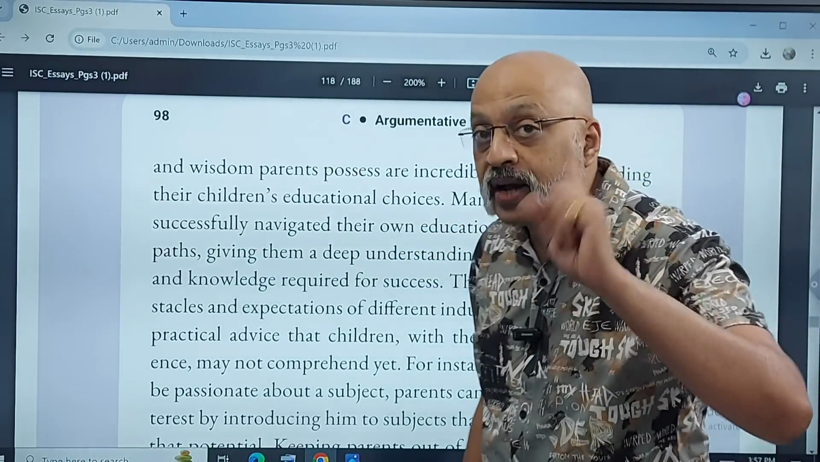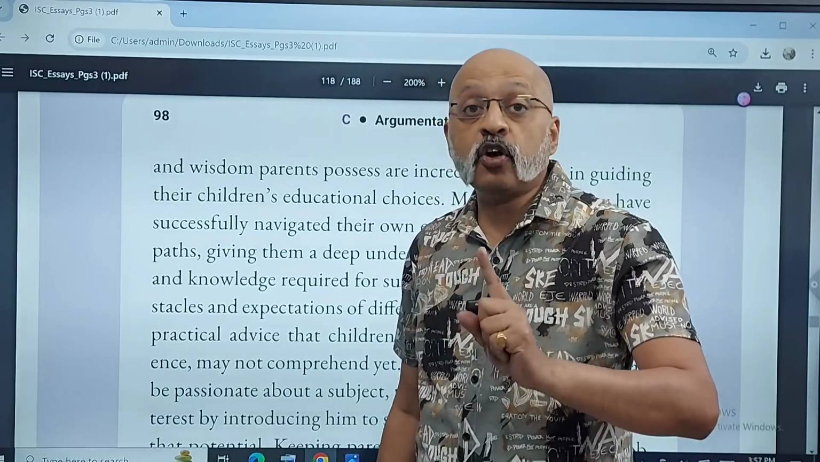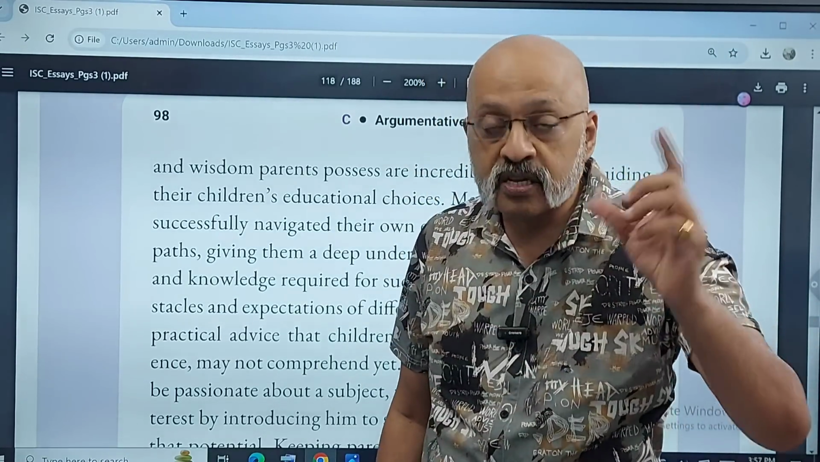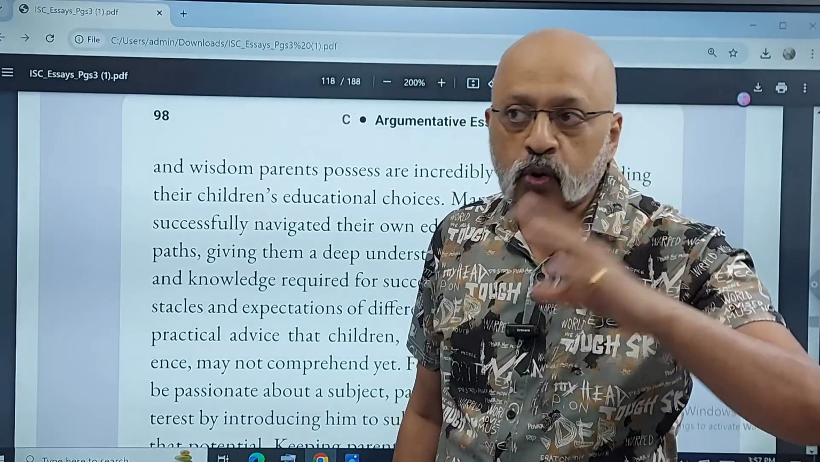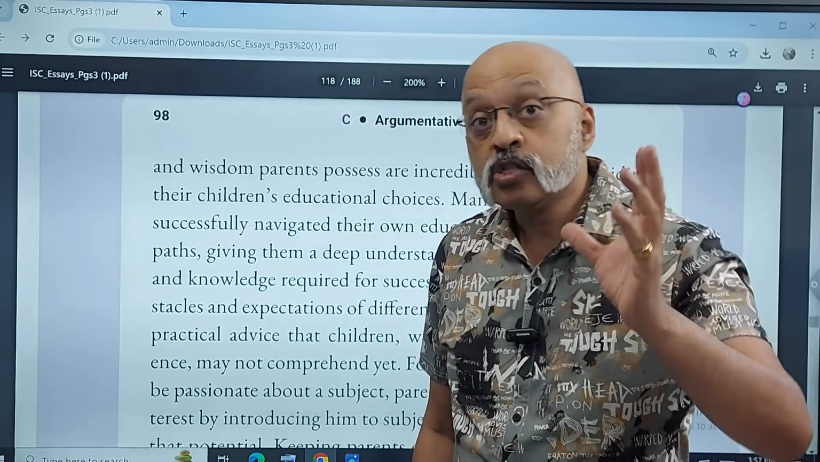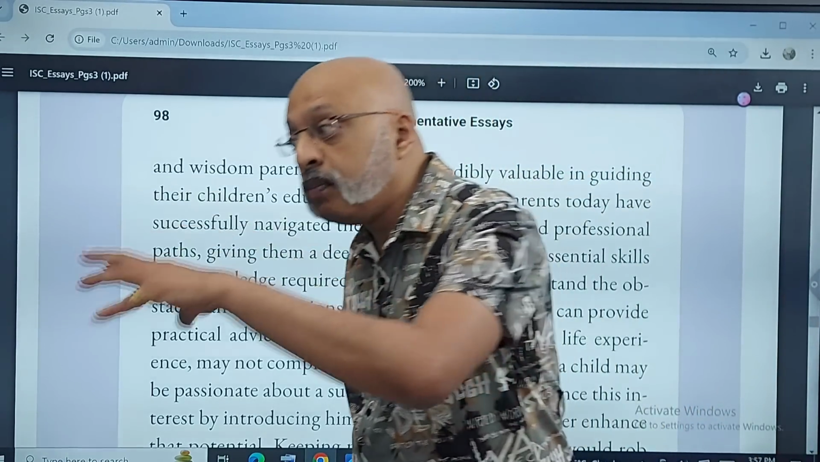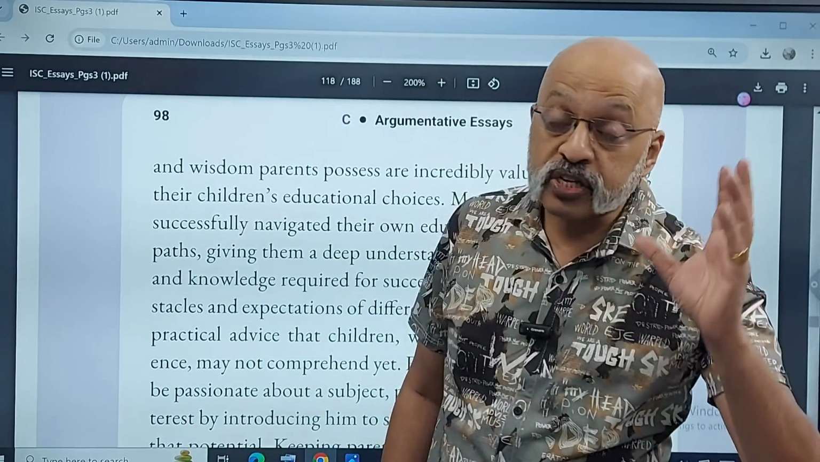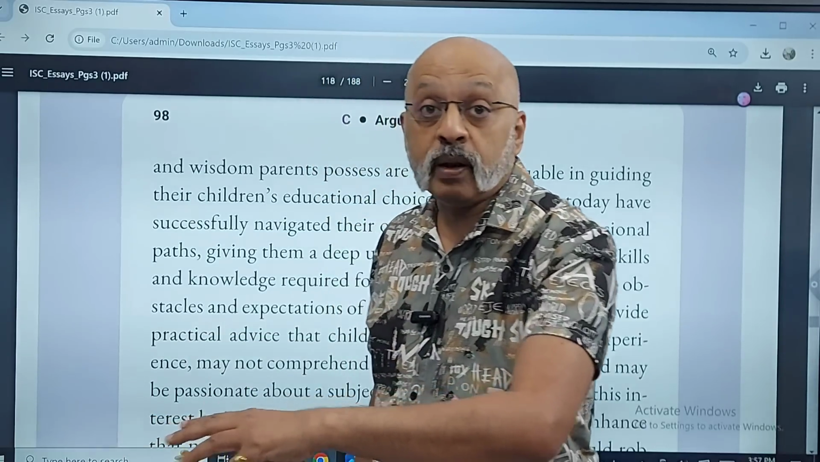So the first point, what are you saying? The first point you are making is that the parents are experienced. They have done it themselves, because obviously now you have parents who are educated themselves. So they would be able to guide, that the mistakes we made, the children should not make, and what we did right, maybe the same thing can be replicated.